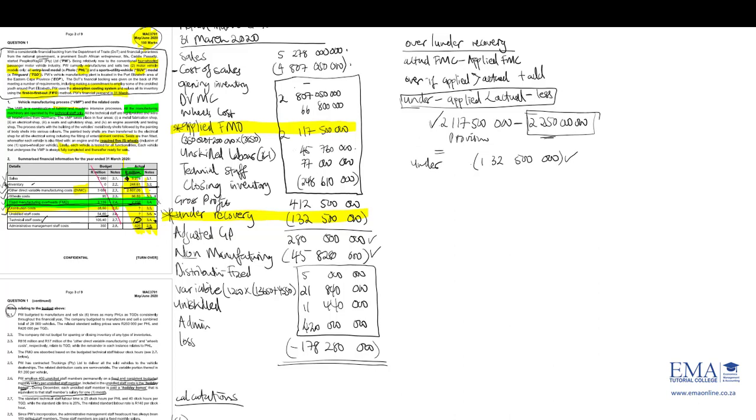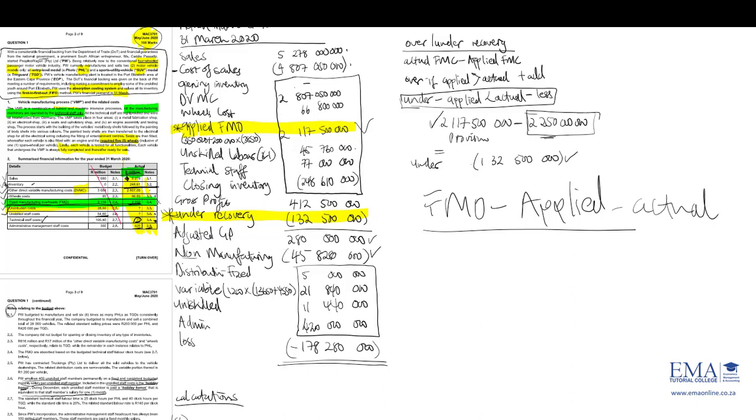So you need to pay attention to one important thing, which is that you don't put in the actual cost when you're dealing with fixed manufacturing overheads. The fixed manufacturing overheads always have to be the applied, right? You always need to use the applied in your cost of sales. So your cost of sales must comprise the applied if it's an actual statement. If it's a budgeted statement, you just put in the budgeted.